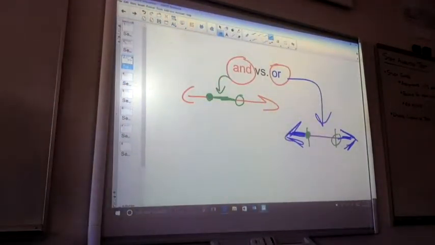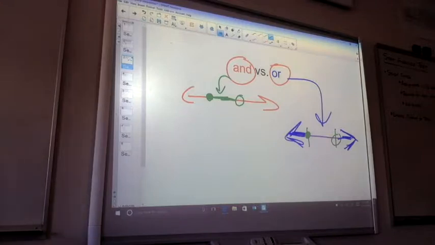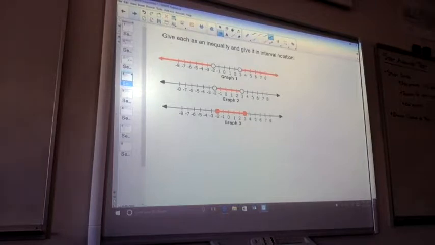What happens if they go the same way? Like one goes to the left and the other goes to the right. It's going to be an and situation. There are times that they could have the problem set up to where everything's going to work, and that's just all real solutions, or all real numbers, or infinite solutions, or something like that. Are we okay so far with that? That good? Moving forward. All right, so give each as an inequality and give it in interval notation.